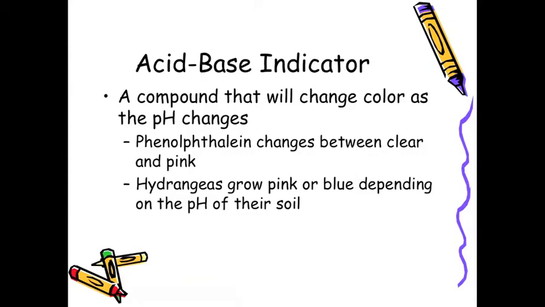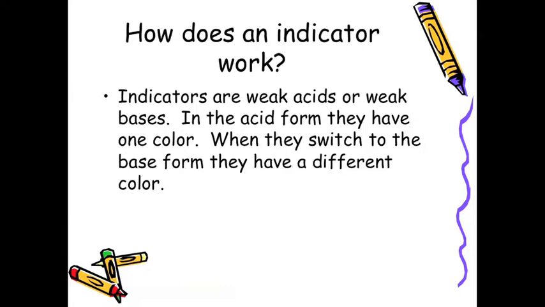Another example of an indicator is that hydrangeas grow pink or blue depending on the pH in their soil. So the way indicators work is that they are weak acids or weak bases, so they don't change the pH very much when they're actually added into a solution. And in the acid form, they have one color. When they switch to the base form, they have a different color.